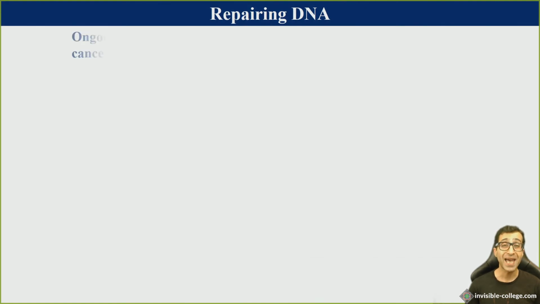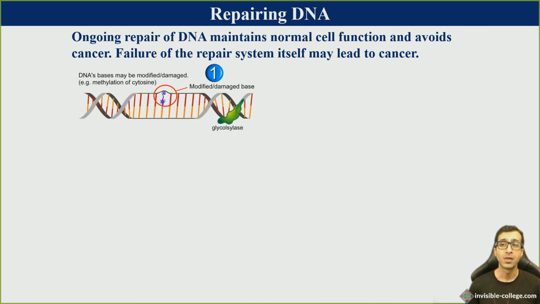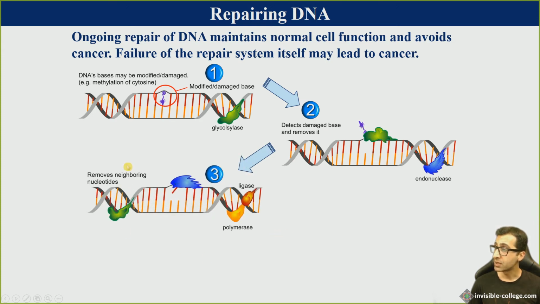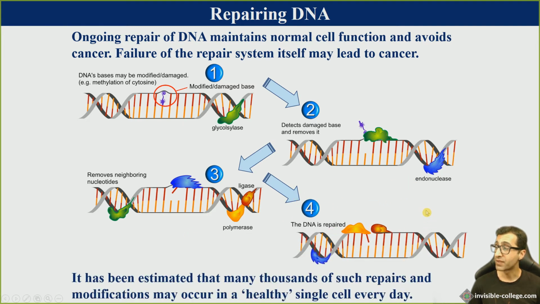So ongoing repair of DNA will maintain normal cell function and will also avoid cancer. It's the failure of the repair system which can itself lead to cancer. So if we have DNA bases modified or damaged, so for example by the methylation of cytosine, this in turn can lead to the detection of the damaged base and the removal of that damaged base, which in turn removes neighbouring nucleotides, which in turn leads to the ultimate repair of that DNA.